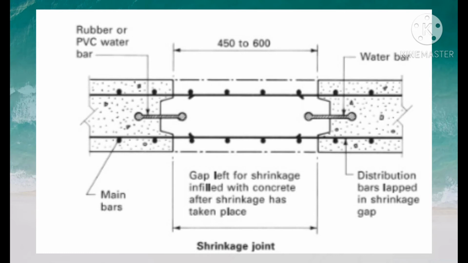Shrinkage cracking can be largely controlled by forming construction joints at regular intervals, as also shown in the figure. This joint should provide continuity of reinforcement, and by the incorporation of a PVC or rubber water bar, a barrier to the passage of water.